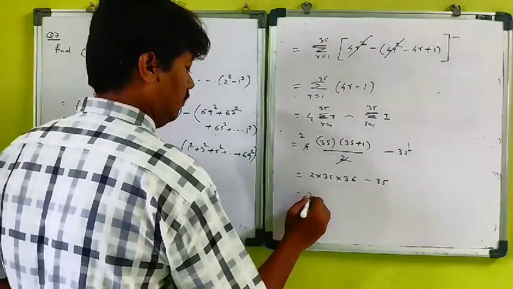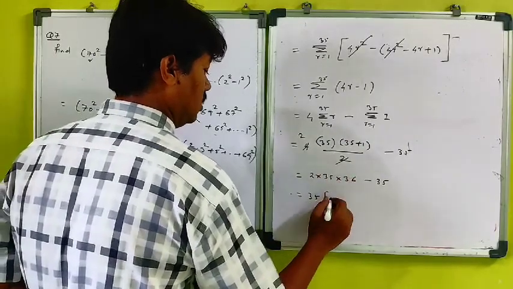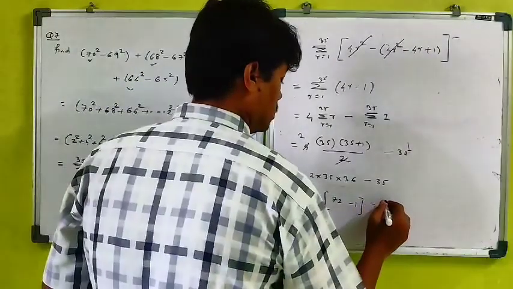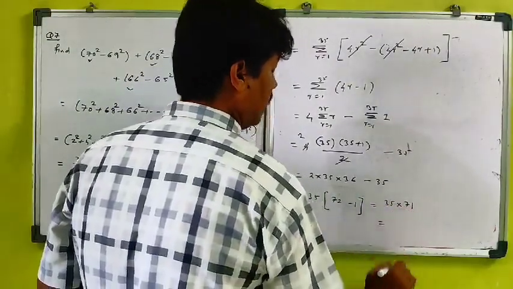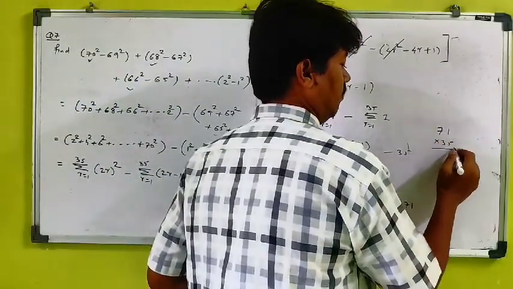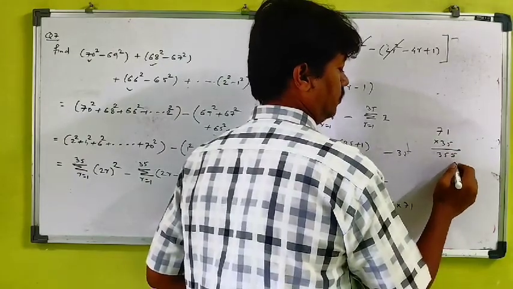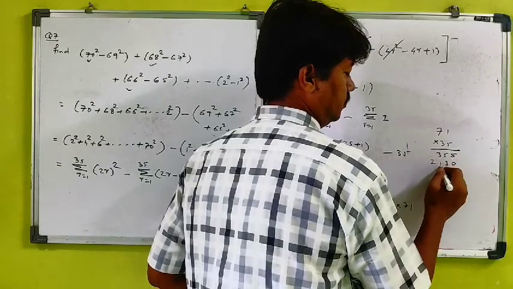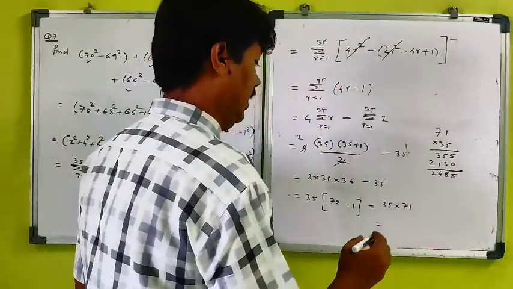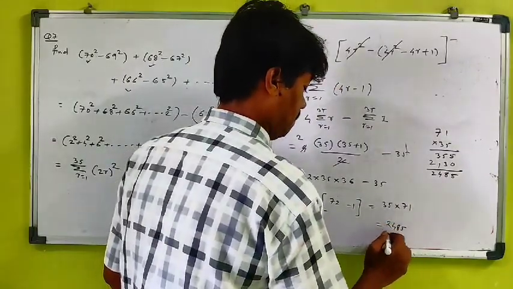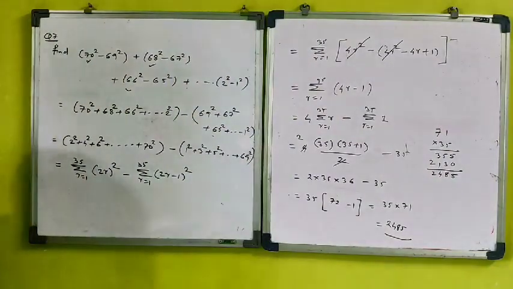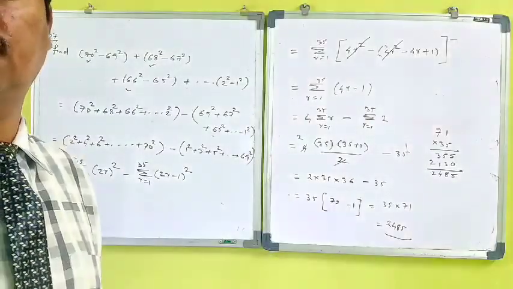35 is taken common out of this. So it is 2 into 36, which is 72, minus 1, so it is 71. So it is 35 into 71. And the answer for this is 71 into 35, which is 2485. So the answer for this sum is 2485. So that is the way we have to solve it.